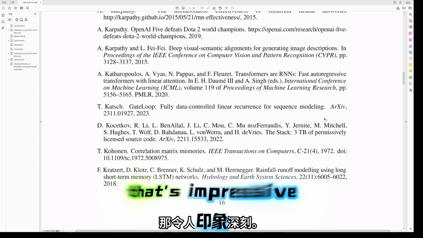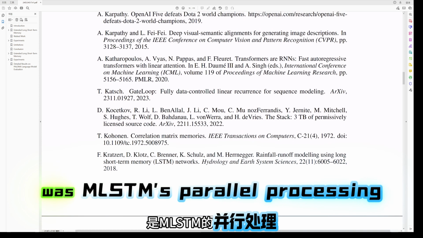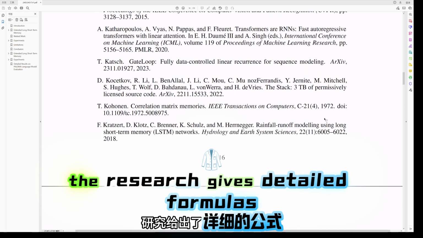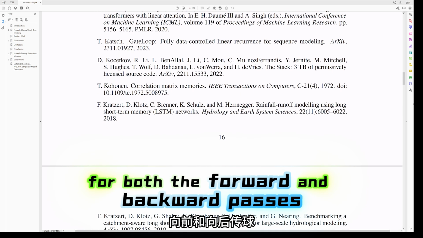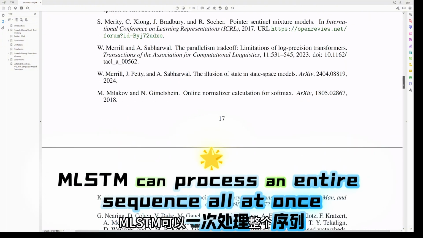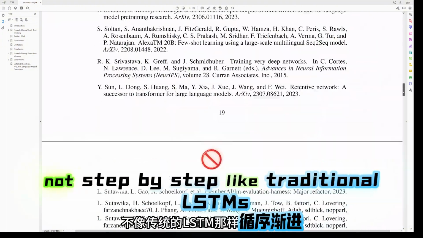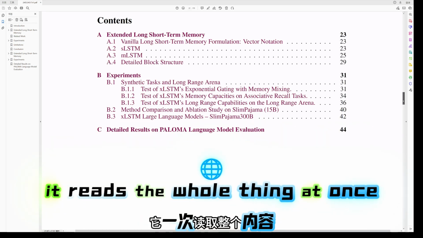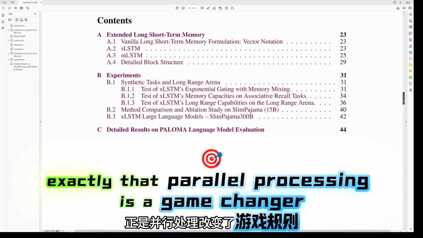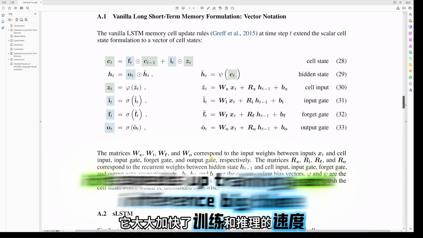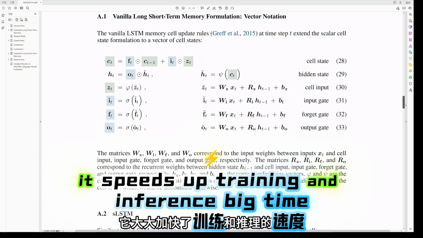That's impressive. Now, one of the things that stood out to me was mLSTM's parallel processing. How does that work mathematically? The research gives detailed formulas for both the forward and backward passes in a parallelized form. Basically, mLSTM can process an entire sequence all at once, not step by step like traditional LSTMs. So instead of reading a book page by page, it reads the whole thing at once. Exactly. That parallel processing is a game changer, especially with long sequences. It speeds up training and inference big time.